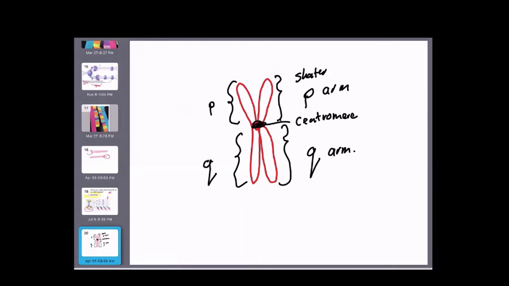And when chromosomes condense down, your genes are always in the same place on the chromosome. So you could have a gene on the short arm of your chromosome that when that DNA condenses down into a chromosome, that gene is always in that same spot.